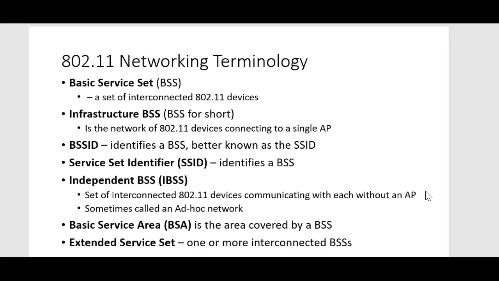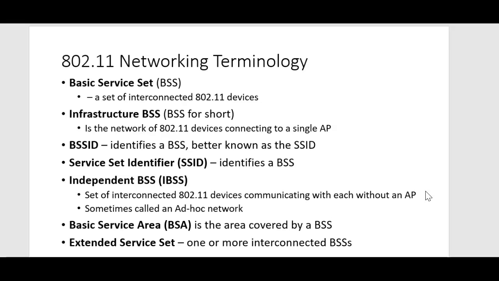You're going to see the term basic service set, or BSS, and basically it's just a set of interconnected 802.11 devices. It's also used for the infrastructure BSS. The terms BSS and infrastructure BSS are used interchangeably. What infrastructure BSS actually means is I've got 802.11 devices connecting to a single access point. So if you have an infrastructure BSS, you must have an access point managing all the devices.